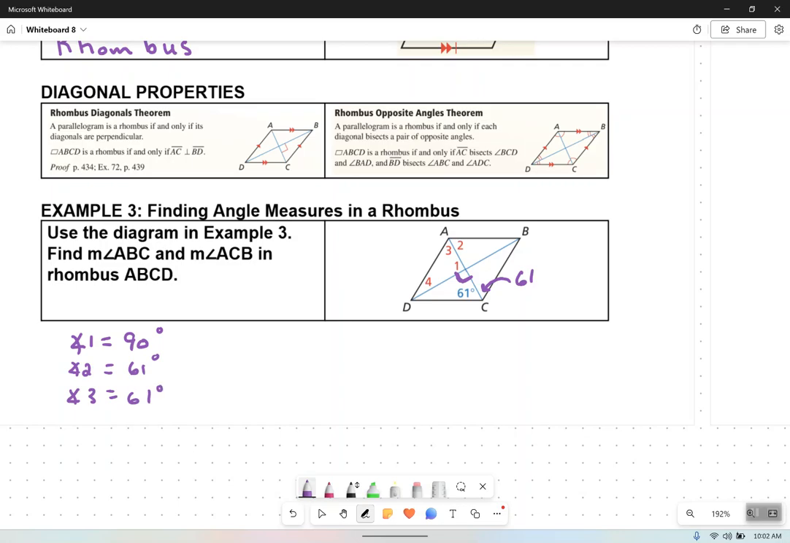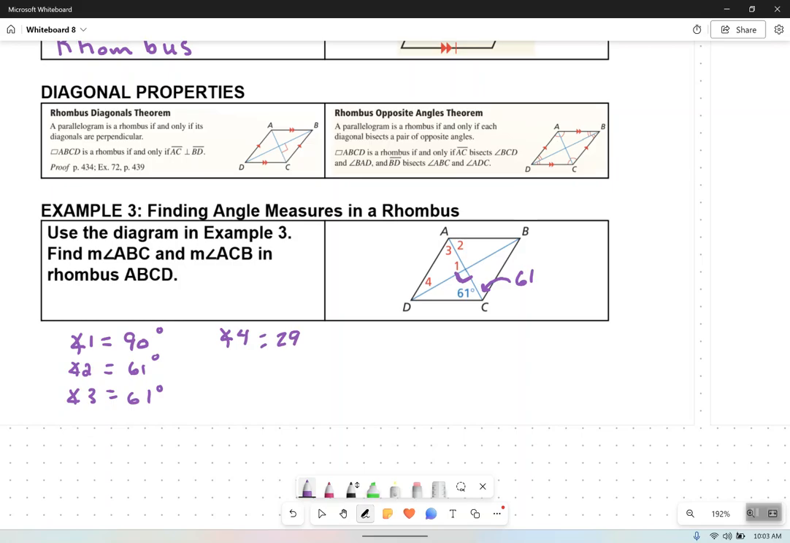Kids, take a look at this. Every triangle has to add up to how many degrees? 180. Do I know angle 1 and angle 3 down here? Could I find angle 4 down here? Okay. I would take 90 plus how much? 90 plus 61 is 151. What's 151 from 180? Close. 29. Very good. Very good.